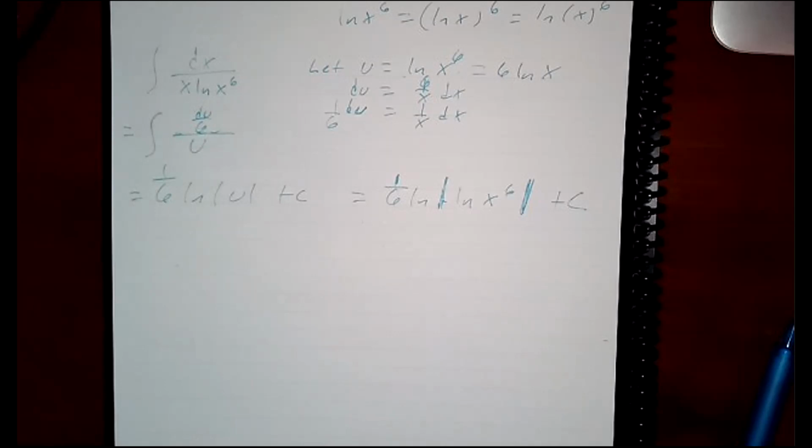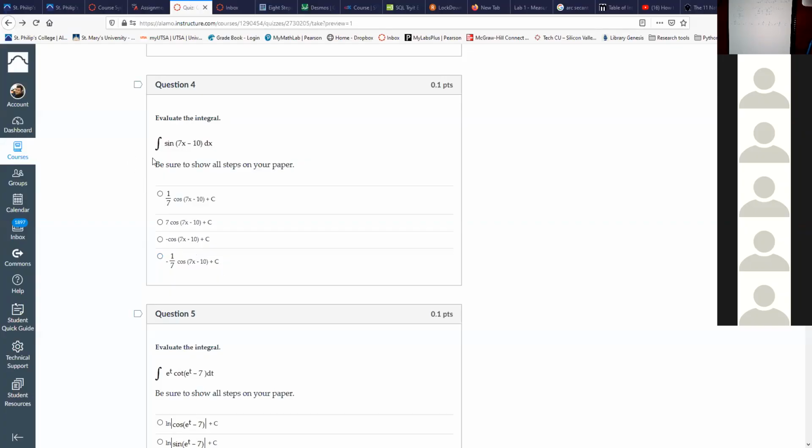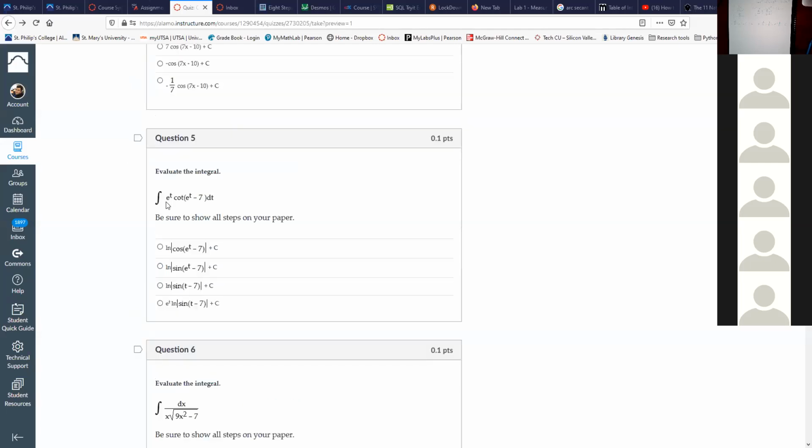Okay. The next one is pretty easy. You should share screen again. This one's just a u sub. I'm gonna skip that guy. It's easy. This guy is another u sub, but it's a little more complicated. Oh, it's cotangent. That's why. So you use the cotangent formula after you do a u sub.